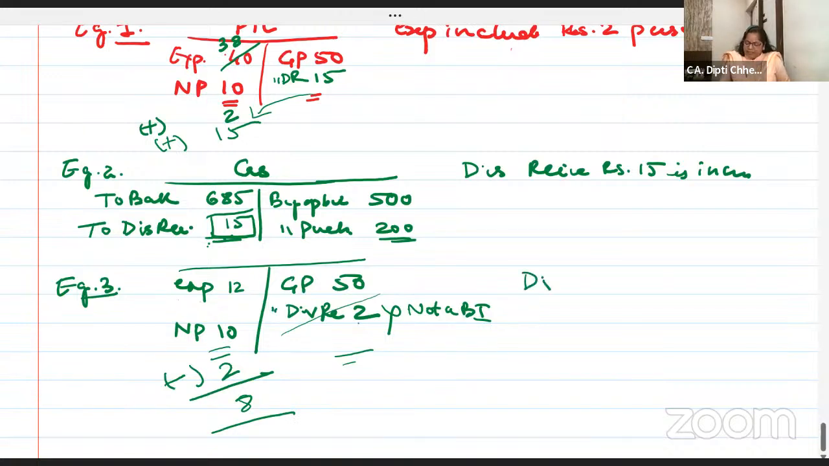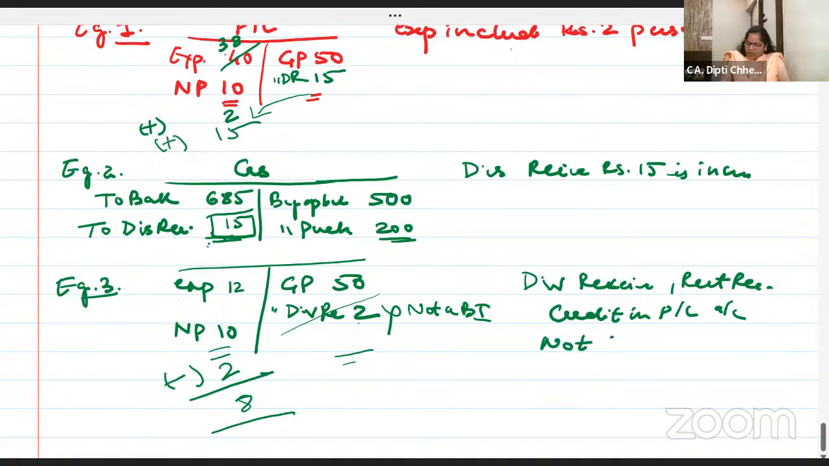Dividend received, rent received, credited in P&L account. P&L account में credit तो किया है. Not a business income. BI. Business income नहीं है ये.